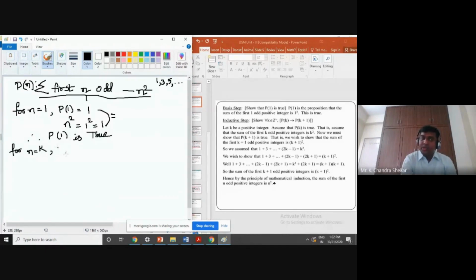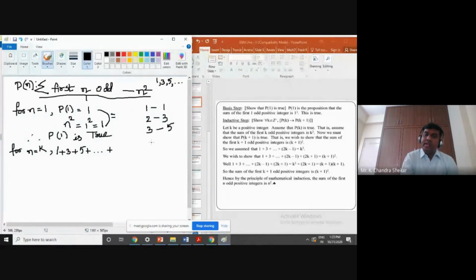So first k odd positive integers means I need to go for 1 plus 3 plus 5 plus so on up to, how can I get the kth term? First term I am getting 1. Second term I am getting 3. Third term I am getting 5.